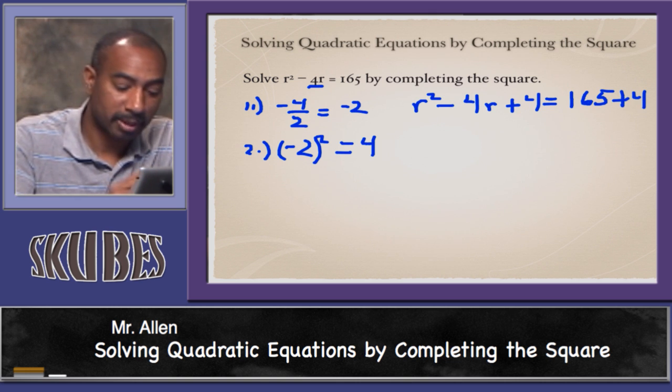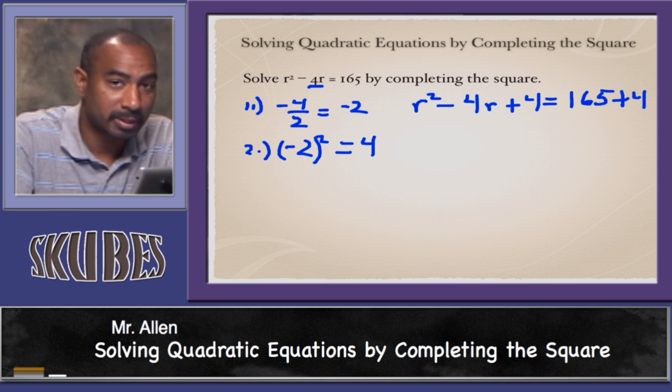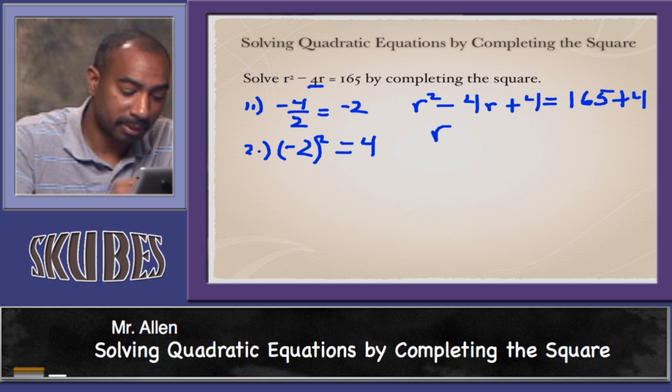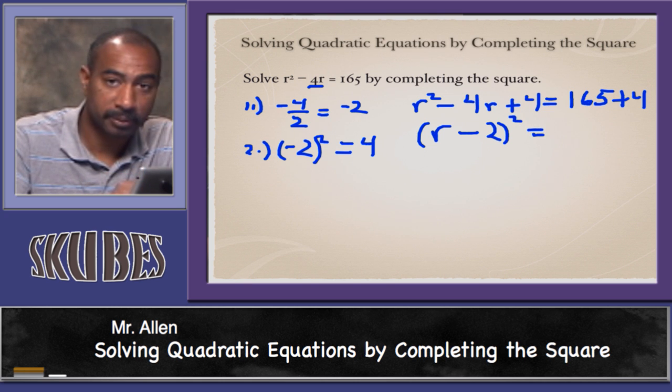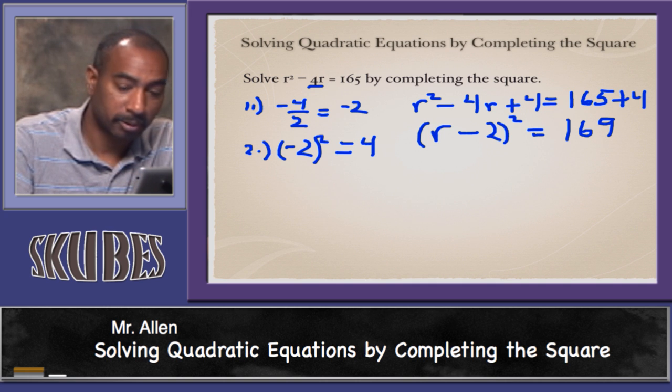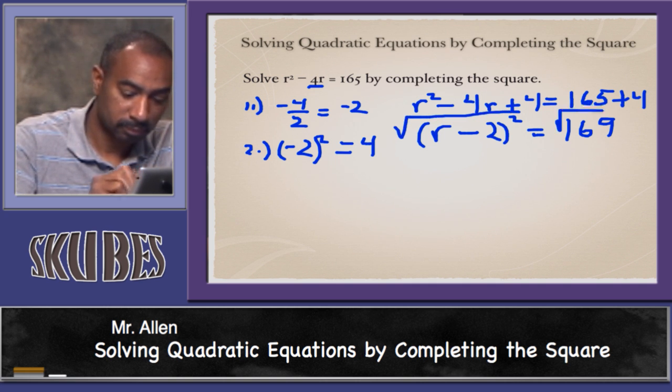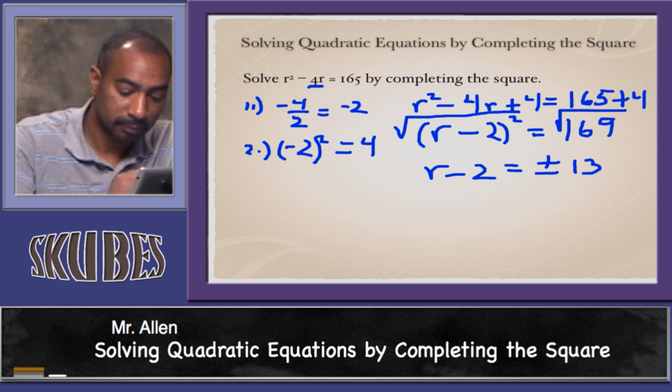You can write this as a square. And remember the patterns from when we did multiplying binomials. I have a negative and a positive. So this is going to be r minus 2 squared. And 165 plus 4 is 169. And we're going to take the square root to both sides. This gives me r minus 2 equals plus or minus 13.